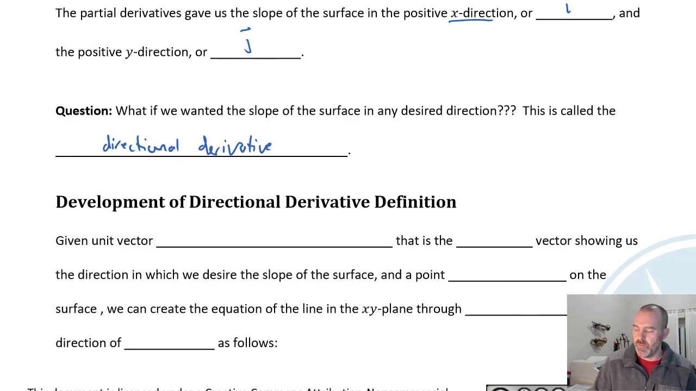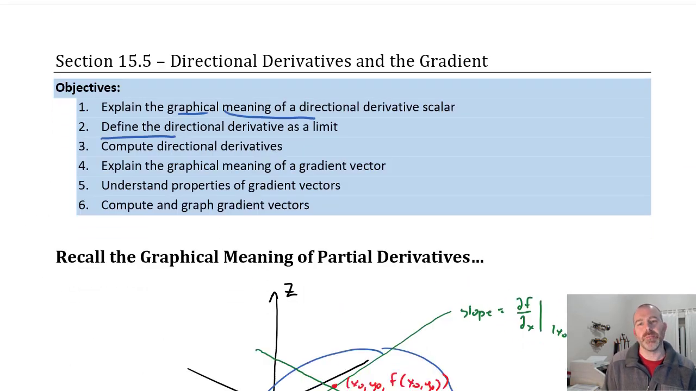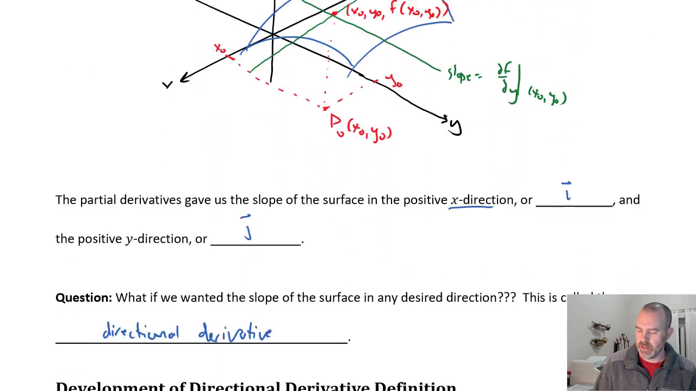All right, so the goal for this video again was to try to explain the graphical meaning of the directional derivative and then define what that is in terms of a limit. So we're going to do that.